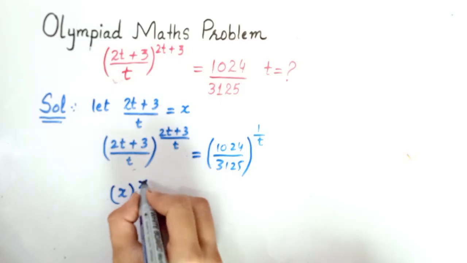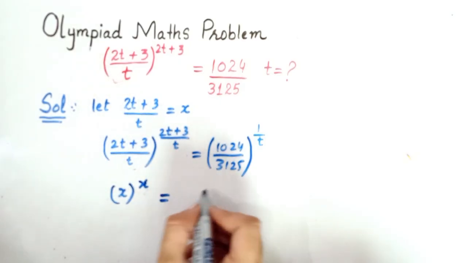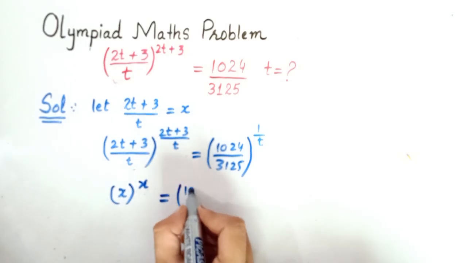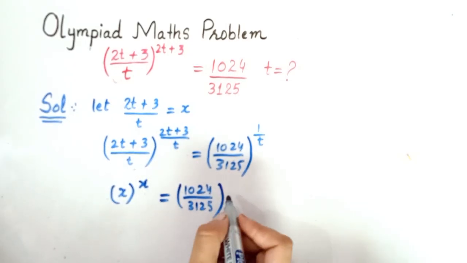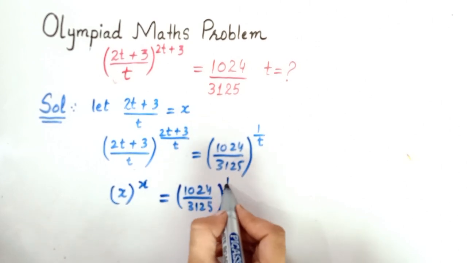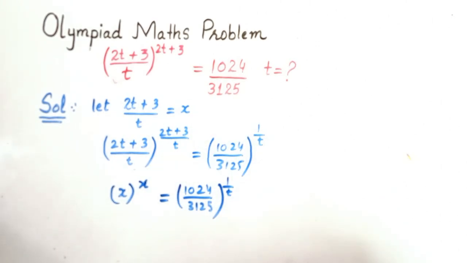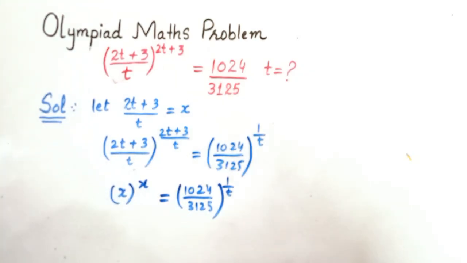So we have x to the power x equals 1024 by 3125, and its power will be 1 by t. Now we will solve this further, so this will become x raised to the power x and 1024/3125.